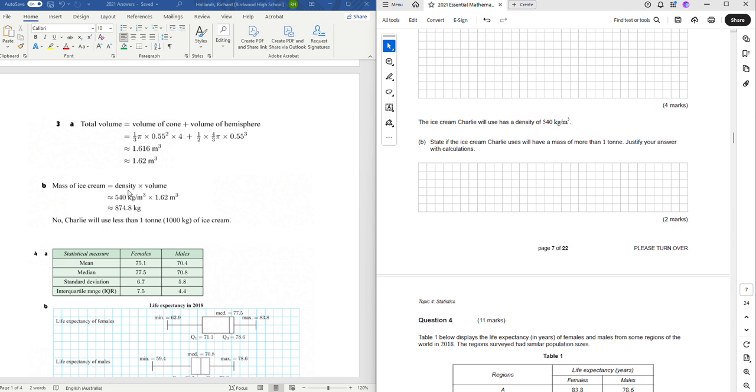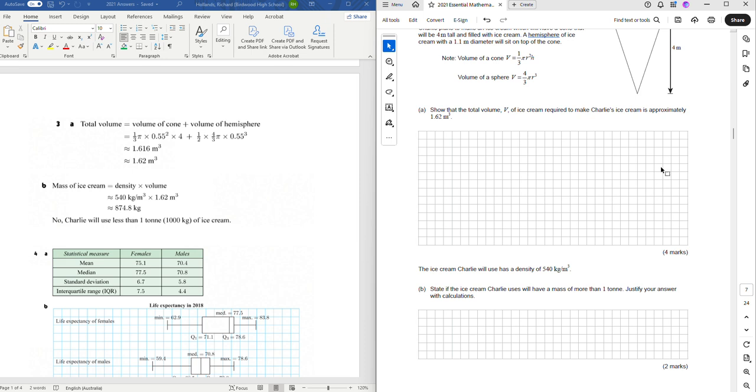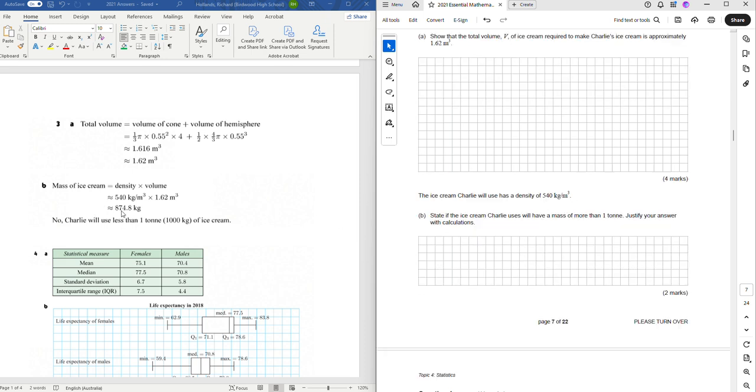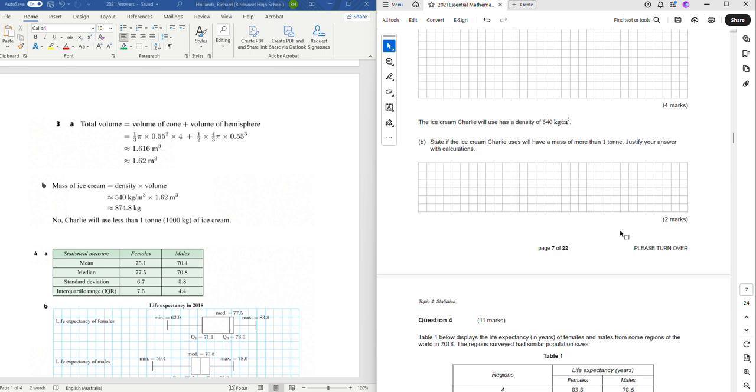So here we times our density by our volume. We've got the density here, and we've got the volume that we figured out here. Times those two together, you get 874.8 kilograms. So no, he will not need 1 ton of ice cream. He'll need less.